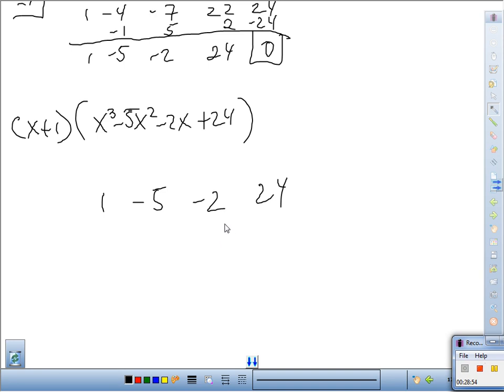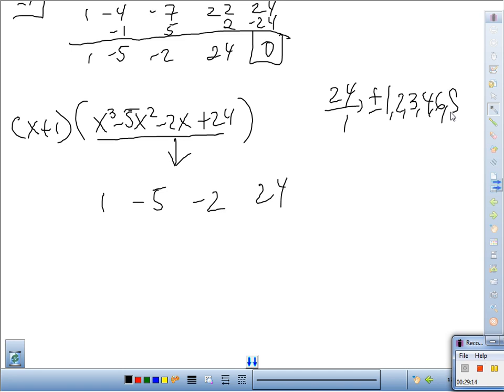That's cool, right? What are our possible rationals for this one? I'm only working on this one right now. 24 over 1 again. So what were my possible rationals? 1, 2, 3, 4, 6, 8, 12, 24. So I'm going to start with 1 again to find my second 0. Does that make sense? Kind of like a little Pandora's box or something that you open.